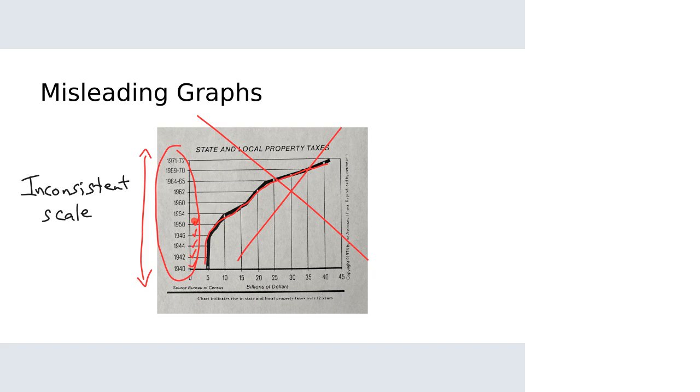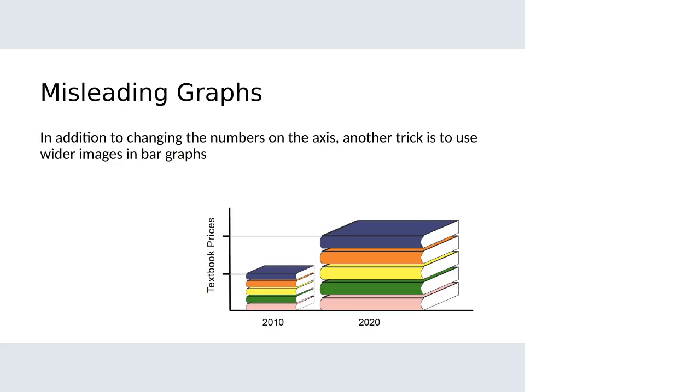Something else you can do, more common in a bar graph, is use a distorted image.